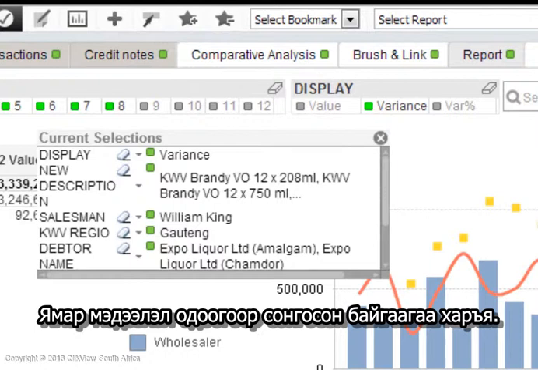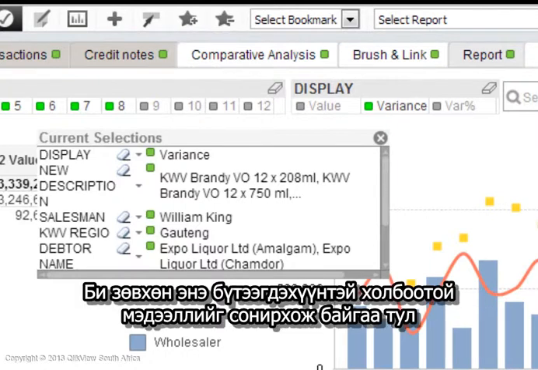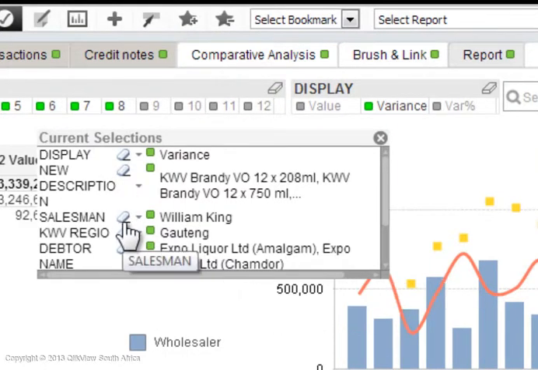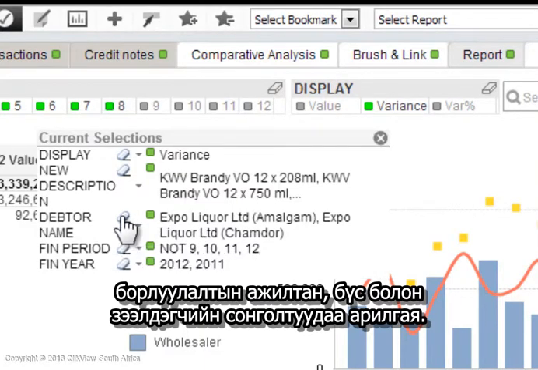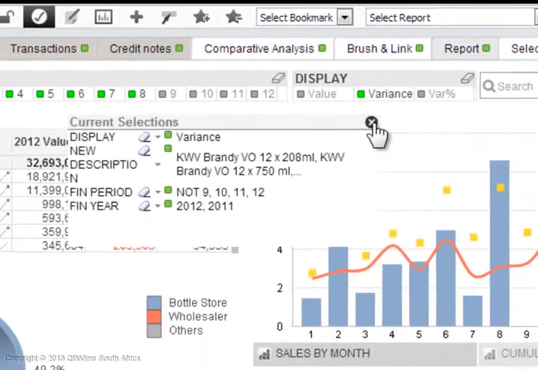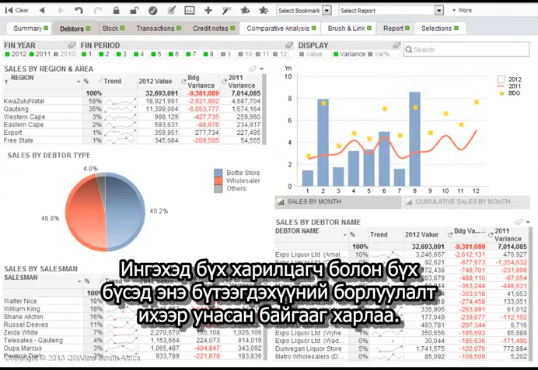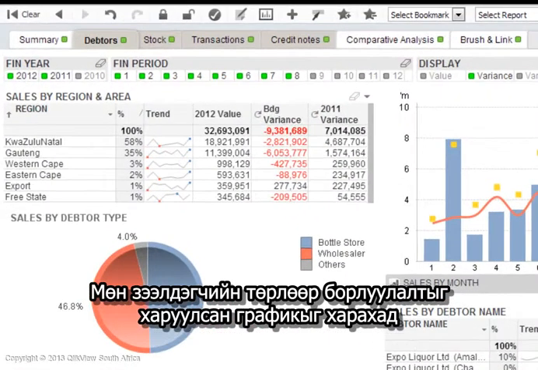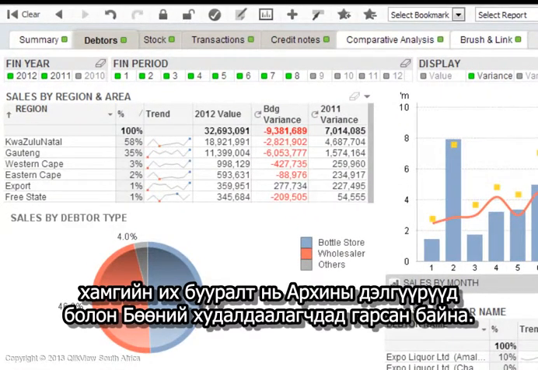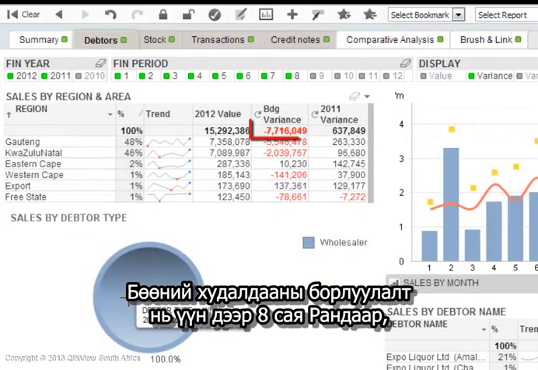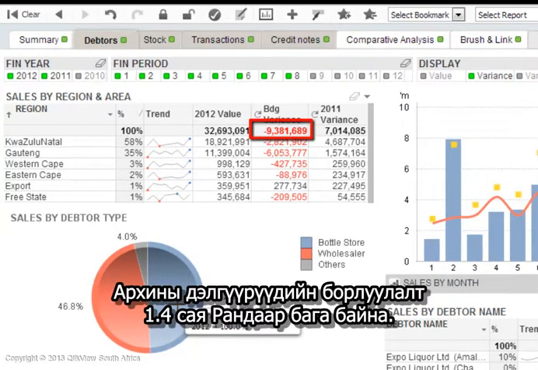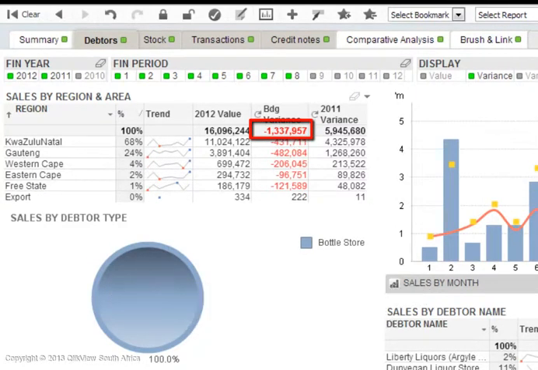Let me see which data I currently have selected. As I only want to look at the KWVs, I can clear the salesmen, as well as the region and the data. I can see that there has been a huge decline through all customers and regions for this product. I can also see on the sales by data pie chart that the data types most affected by the decrease are the bottle stores and wholesalers. The wholesale market, in fact, underperformed by almost 8 million rand, as opposed to bottle stores' 1.4 million.